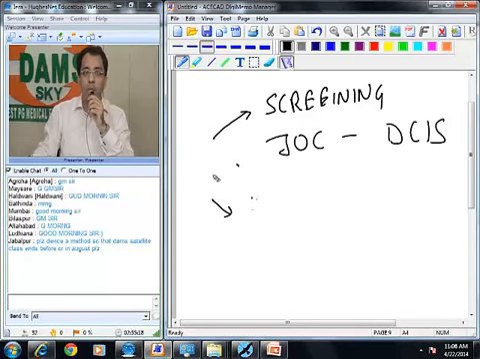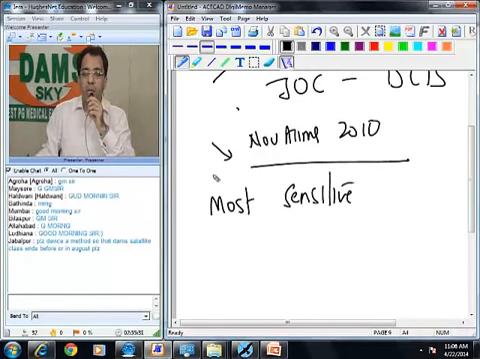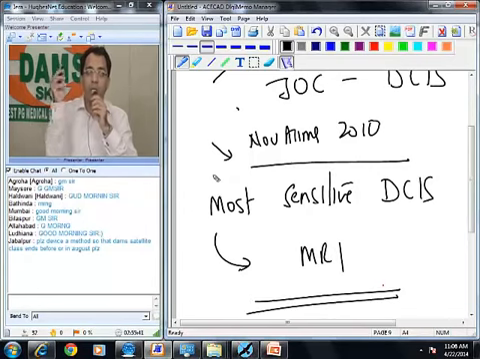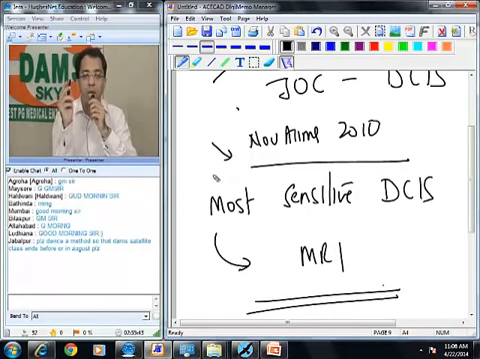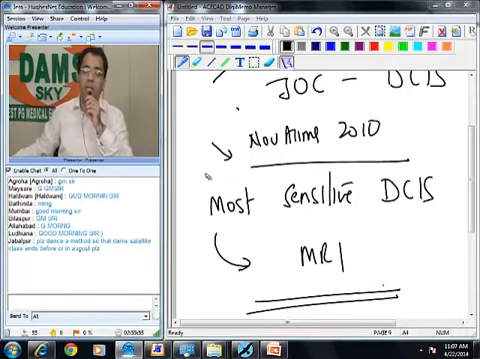But please remember a question from November AIIMS 2010. It is not the most sensitive investigation. If they say most sensitive test for ductal carcinoma in situ of the breast, and this question gets repeated in AIIMS, please remember you have to mark the answer as MRI. MRI is the most sensitive investigation for ductal carcinoma in situ of the breast, but it is routinely not recommended for screening. Is that making sense?